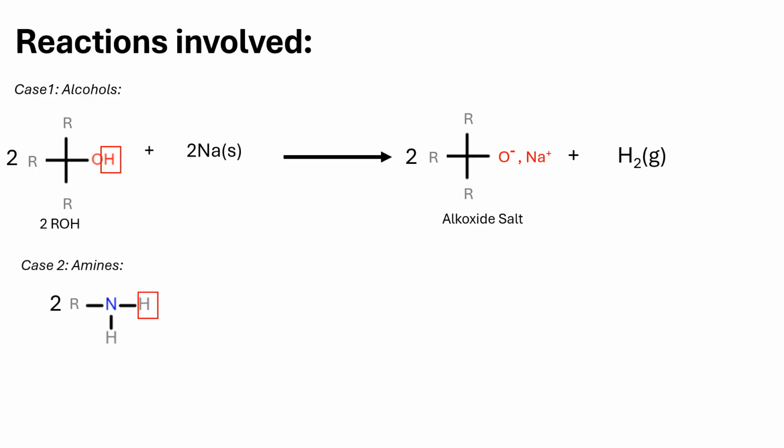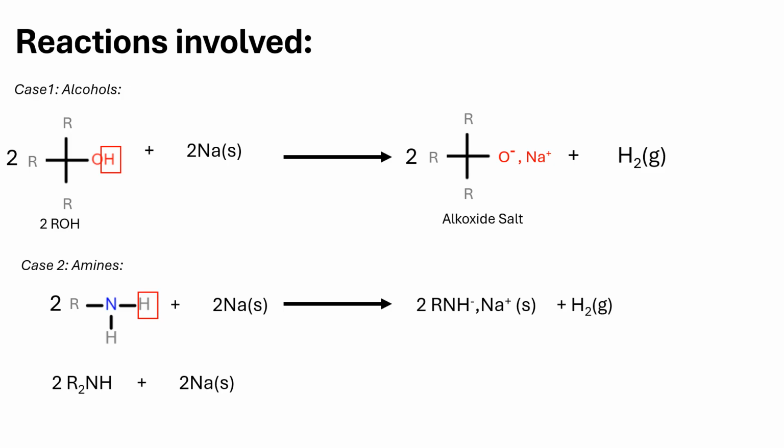Also in the case of amines, we have two molecules of a primary amine reacting with two sodium atoms to produce the salt and hydrogen gas. Also for the case of a secondary amine, two molecules react with two atoms of sodium to give a salt plus hydrogen gas. It's very important to mention here that tertiary amines are not included, since tertiary amines don't have the active or acidic hydrogen atom that is released in the form of hydrogen gas. So this test will not work on tertiary amines.